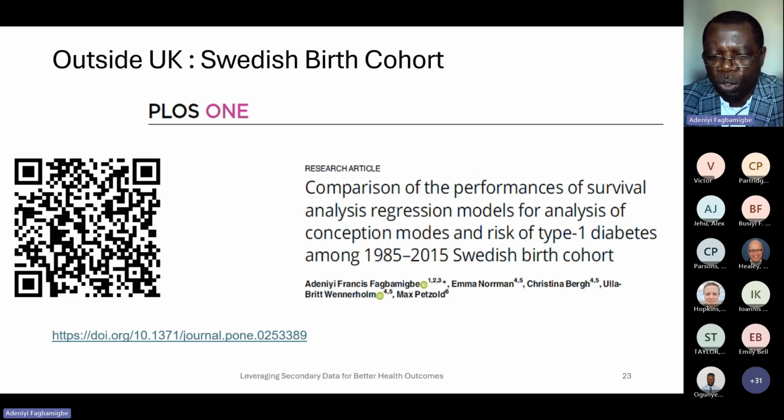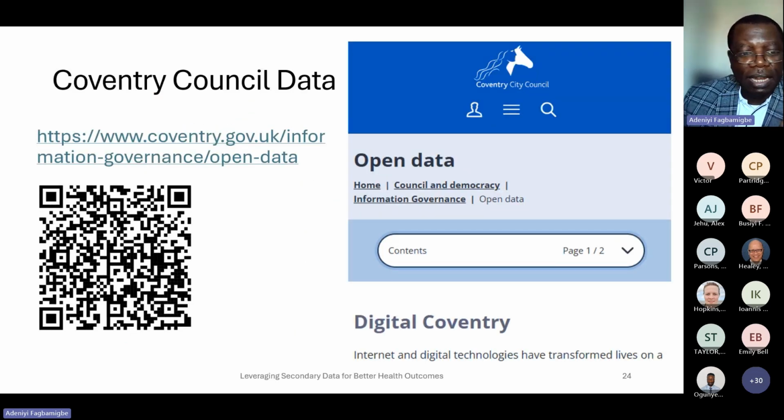It's a Swedish birth cohort, people that were born from 1985, monitored up to 2015, and we were looking at the risk of them developing diabetes by the type of their conception, whether the pregnancies were artificial or natural, and so on and so forth. So this is one of the powers of secondary data that we can leverage. Within 2 weeks, we started this study. Although we didn't complete it within 2 weeks, I was able to complete it when I returned to the UK, and it was published. I think I have about 3 or 4 publications from this particular visit. Those are the power. And again, similar data like that exist.